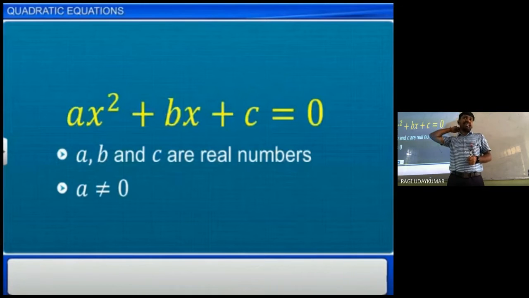Class 10 में क्या क्या सीख लिया है? सर अभी class 10 वाला किधर याद है? पूरा उड़ गया. हाँ? ऐसा बोलते हैं.